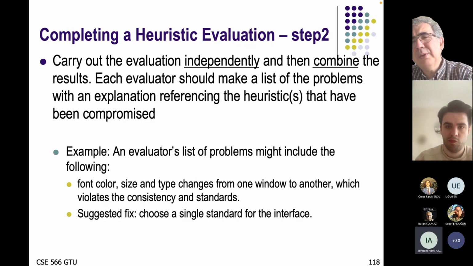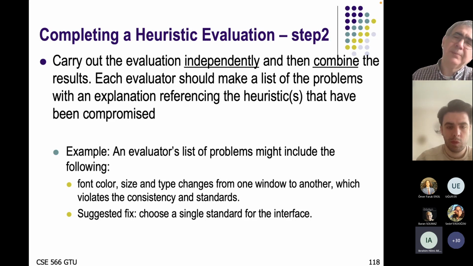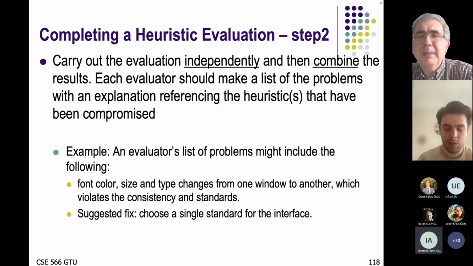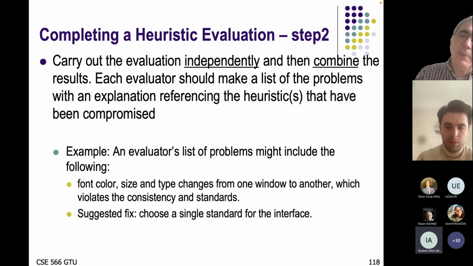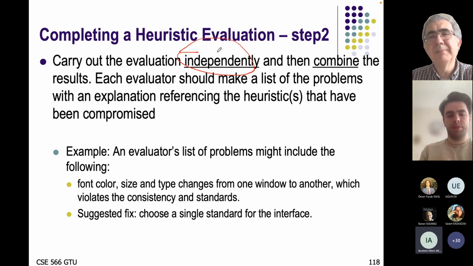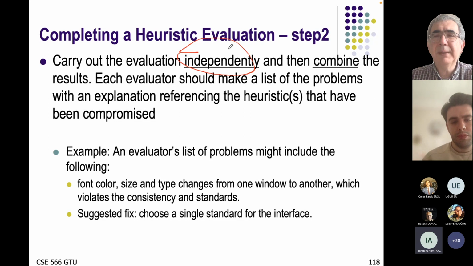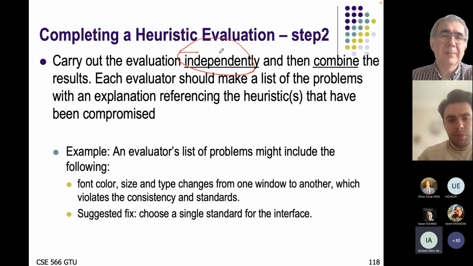So doing the heuristic evaluation, as we said, 5 experts can identify 75% of the problems, but have them do the work independently. Okay, have them do the work independently and then combine the results.